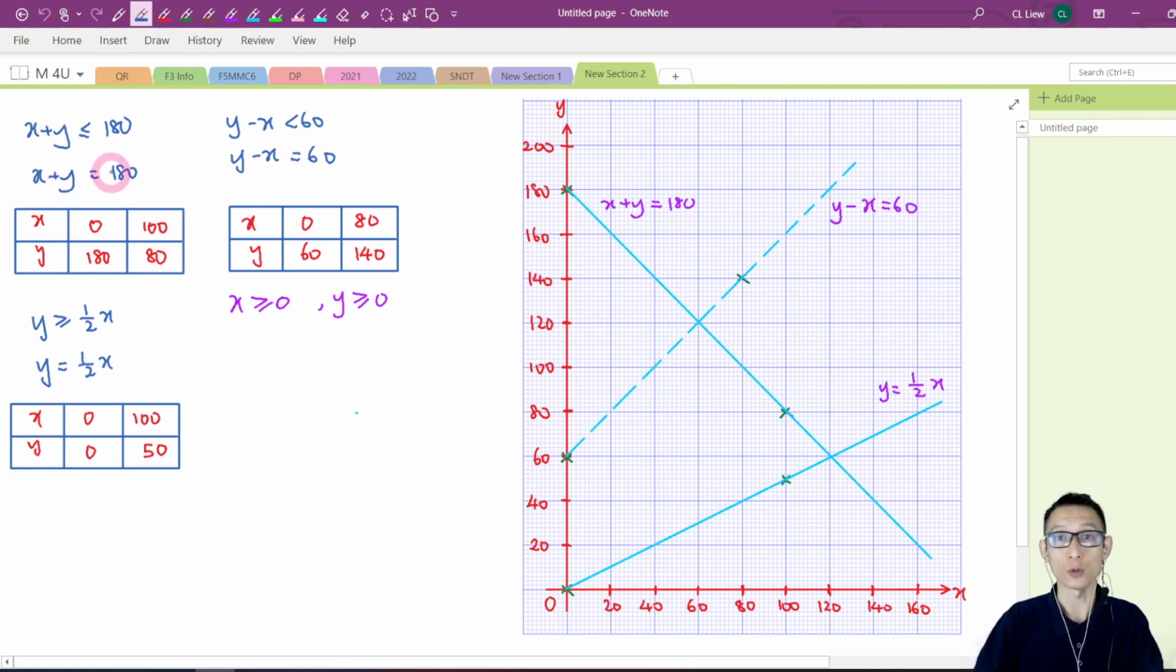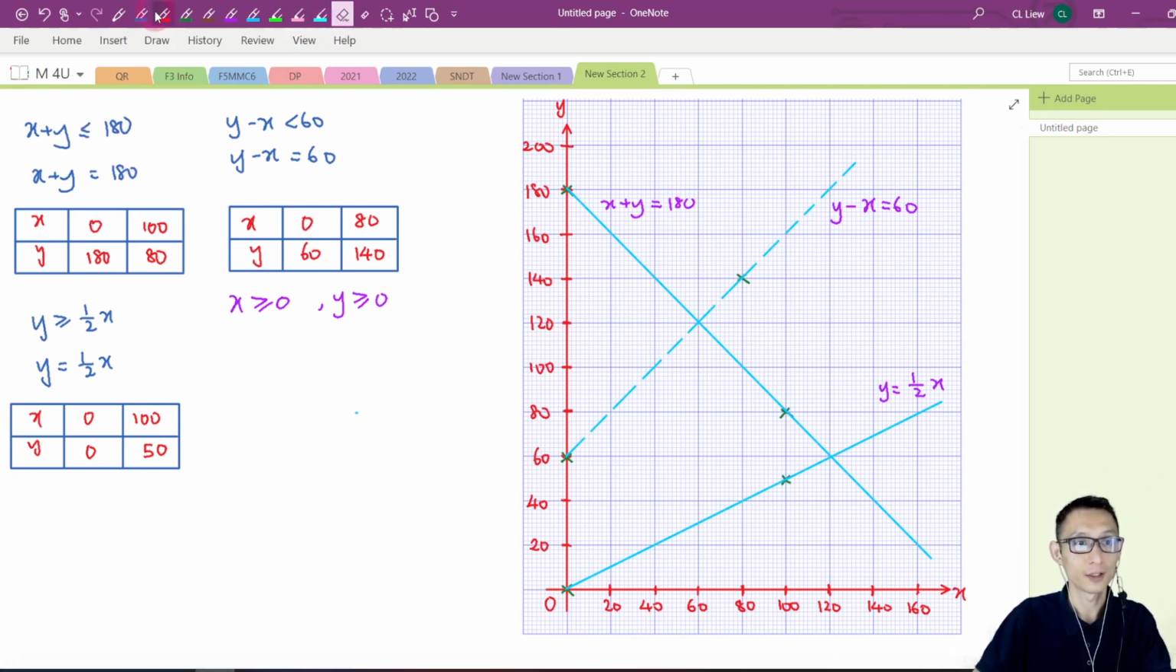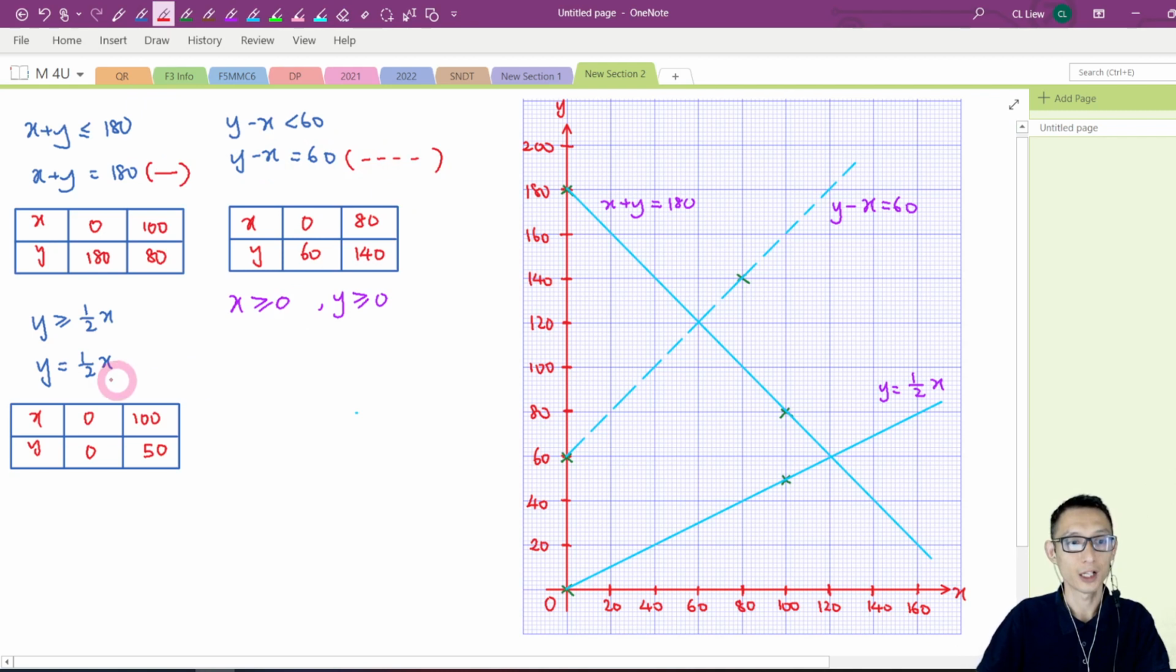Okay, now we need to draw these three straight lines: x plus y equal to 180, y minus x equal to 60, and y is equal to 1/2 x. So it's very important you need to know whether to use a dotted line or a solid line. For this one, less than or equal to, we will be using a solid line. This one is a solid line. How about this one? Less than, we will be using a dotted line. How about this one? Greater than or equal to, we will use a solid line.